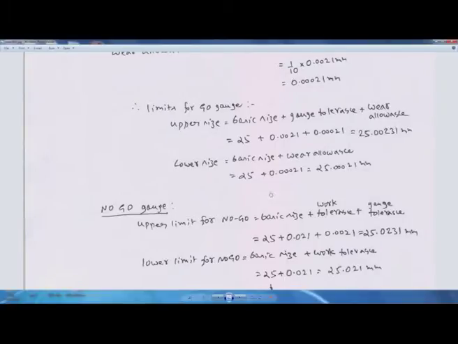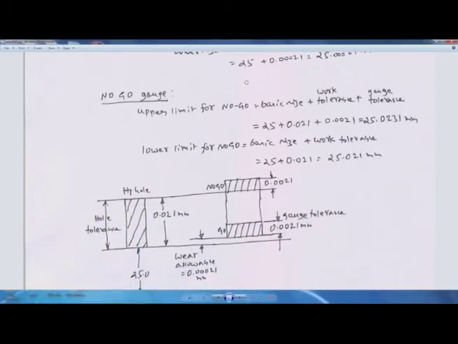25.0021 millimeter. And coming to the no go gauge, so this is the go gauge. The work tolerance is 0.021 millimeter, 10% of this is 0.0021 millimeter, this is the gauge tolerance, and 10% of gauge tolerance is taken as wear allowance. So, the wear allowance amount is 0.0021 mm. Now the wear allowance is provided in the direction opposite to the direction in which the wear is occurring, and this is the wear allowance and this is the gauge tolerance.